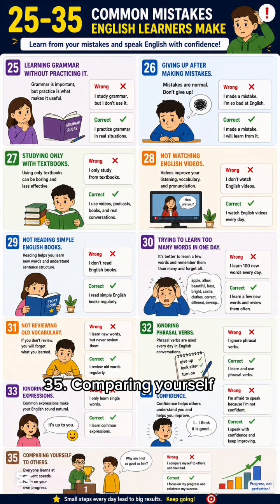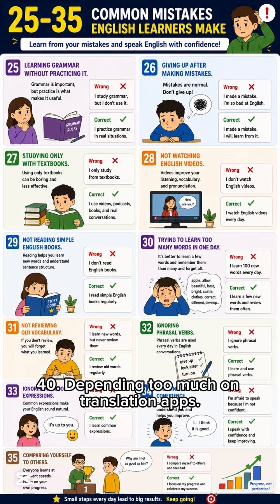35. Comparing yourself to others. 36. Focusing only on grammar. 37. Forgetting to practice listening. 38. Not asking questions. 39. Avoiding speaking with other learners. 40. Depending too much on translation apps.